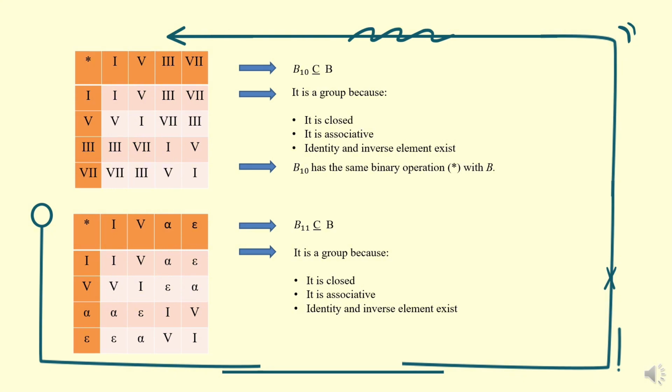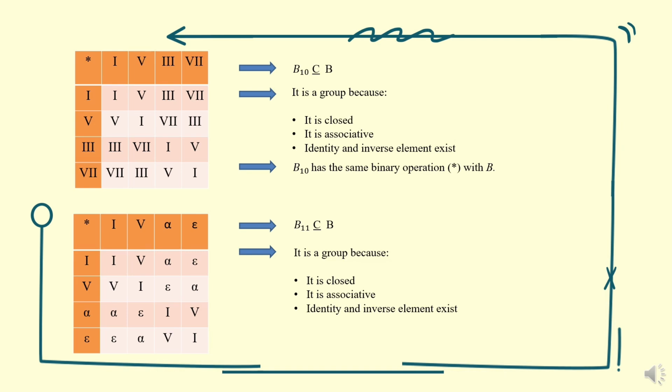Yes, the identity element in this table is the Roman numeral 1. The Roman numeral 1 is placed diagonally in this table. So, in that way, we can say that the inverse element of each element in this table is itself, because the identity element is placed diagonally.